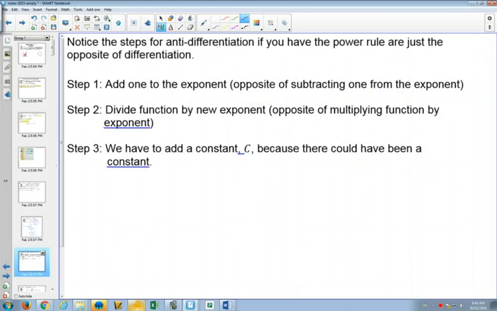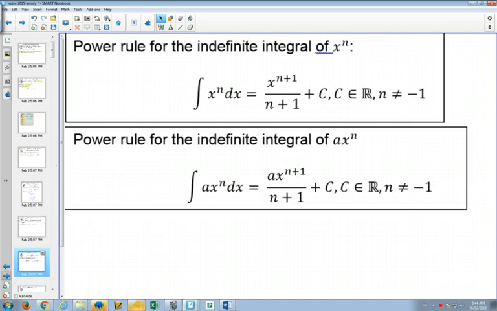So what did we do? We add 1 to the exponents. That's the opposite of subtracting. Then we divide our function by the new exponent. And finally, we have to remember to add that c because there could have been any number at the end, any constant there, that could be possible. So here we have our general rules for the power law. And there are 4 examples there for you to try on your own. I'll put the answers up in a bit.